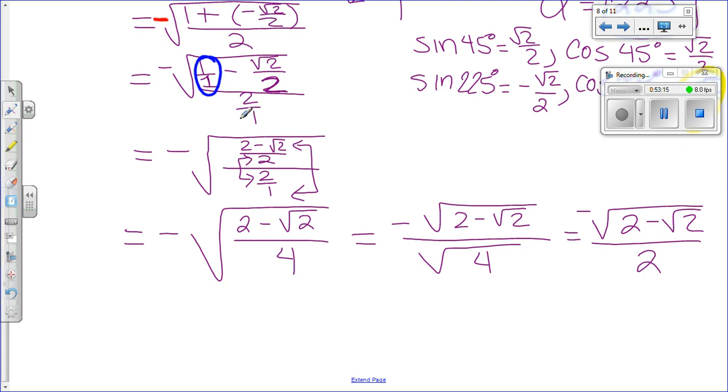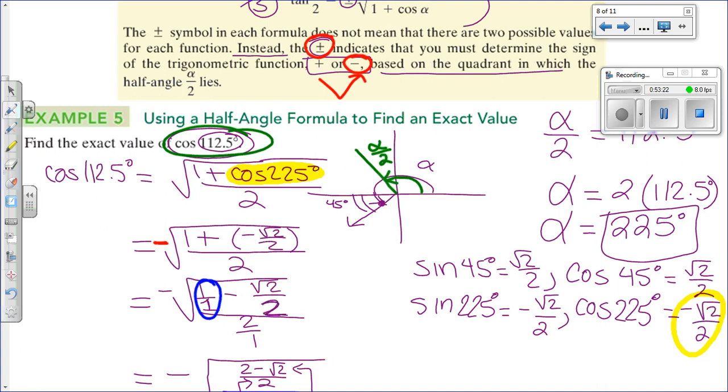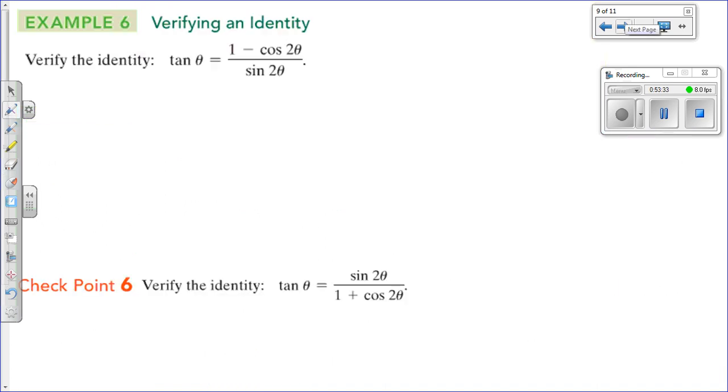Yes, and that is correct. Now keep in mind that it is negative because the angle 112.5 is located, well, the terminal side is located in the second quadrant, and the cosine is negative in that quadrant. So let's move on to the next problem, which is actually an identity that we have to verify.